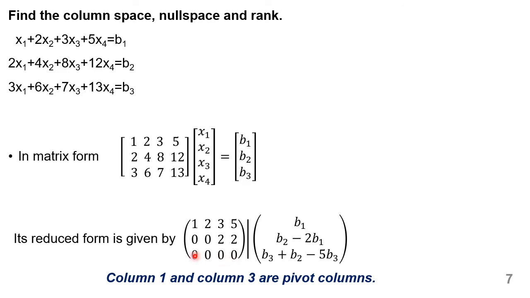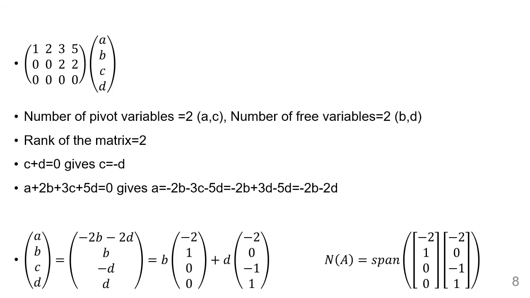And here the two pivotal elements are this one and this. Either I can choose this or I can choose this. So I have chosen column 1 and column 3 as pivot columns. This is the reduced matrix form, echelon form, and the variables are A, B, C, D.